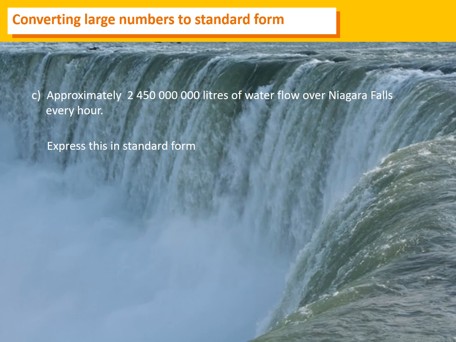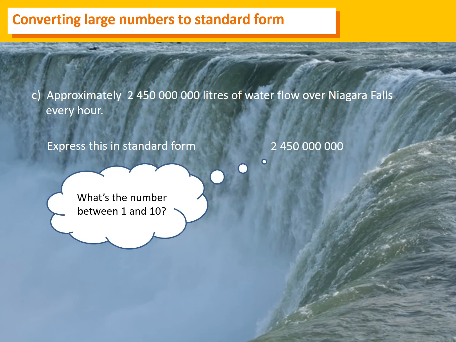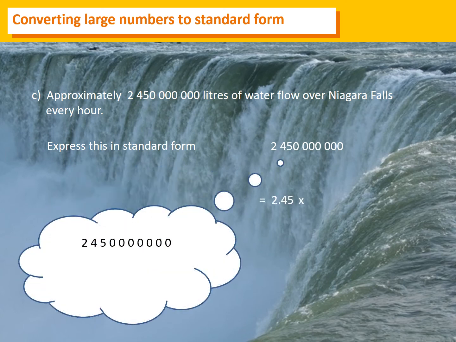In this example, we have a lot of water flowing over Niagara Falls. That's actually 2,450,000,000 litres of water. But what is that in standard form? As usual, we put the decimal point after the first digit. That makes 2.45. Then we count up the number of digits after the decimal point. In this example, there are 9 digits, so it's 10 to the power of 9.